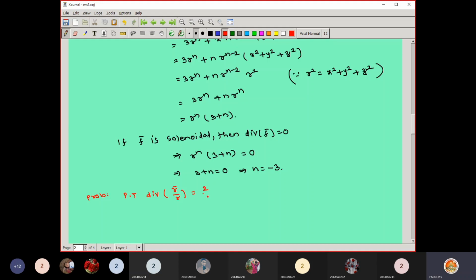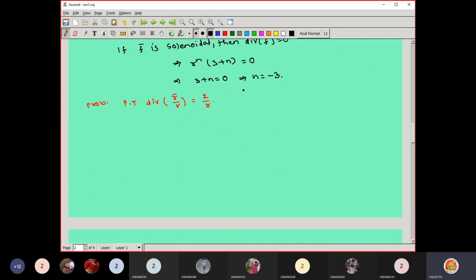is equal to 2 by r. So you apply the same procedure and the final answer to prove is 2 by r. Can you do that?